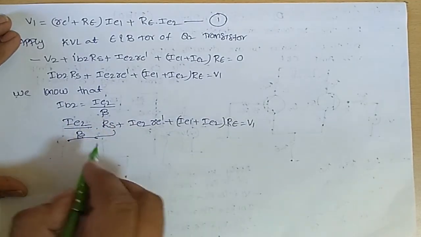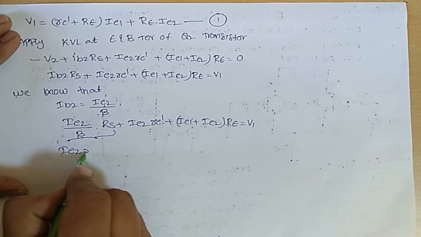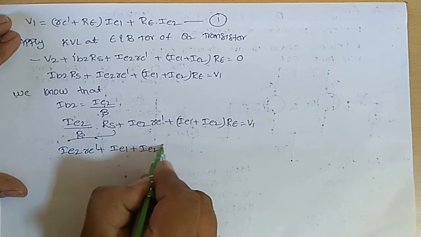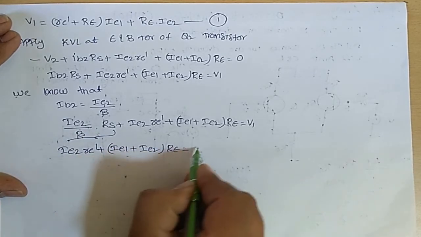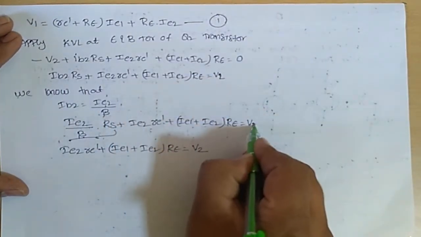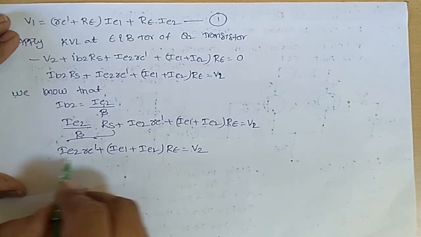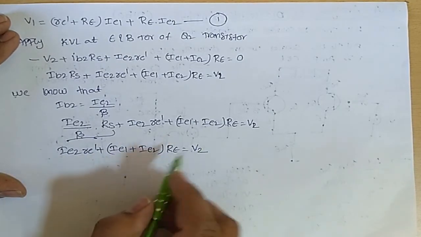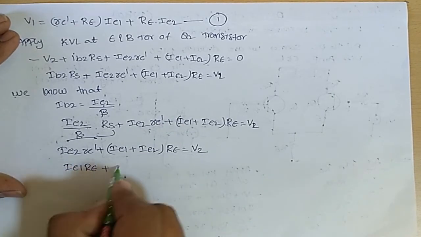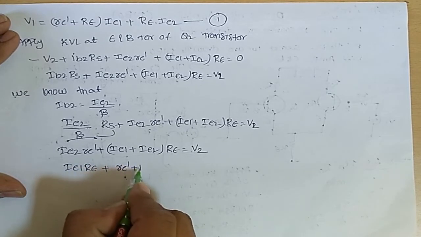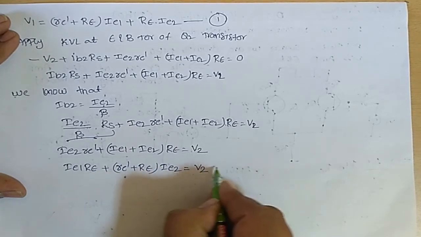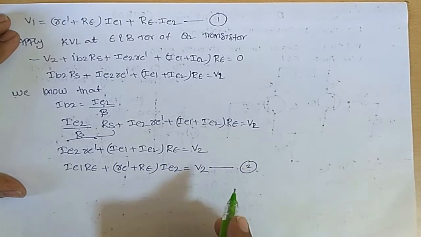Then we will simplify this equation. We will get IE2 into RE dash plus IE1 plus IE2 into RE equal to V2, not V1. Okay, this is V2. Again we can simplify this equation and we will get IE1 into RE plus RE dash plus RE into IE2 equal to V2. This is equation number 2.